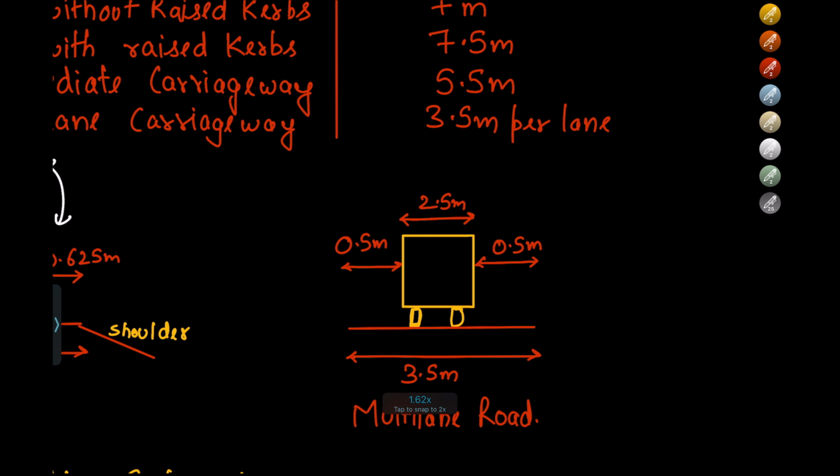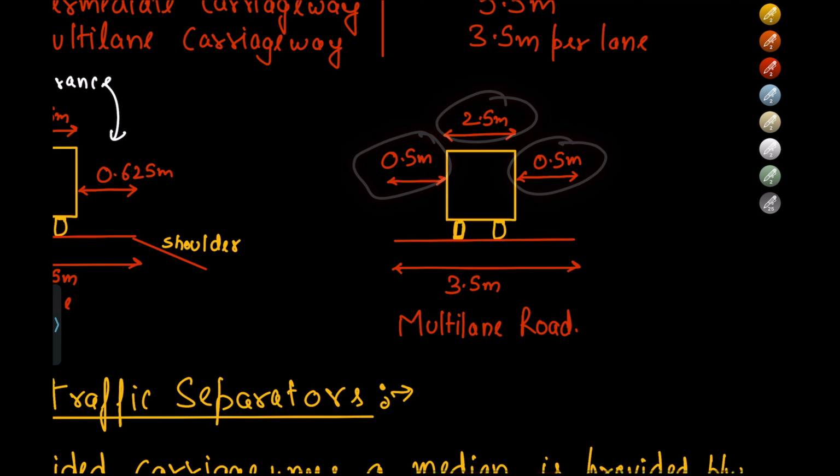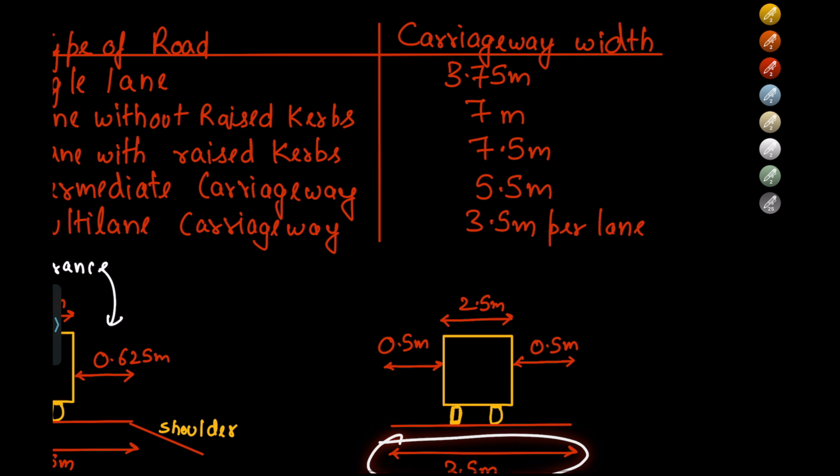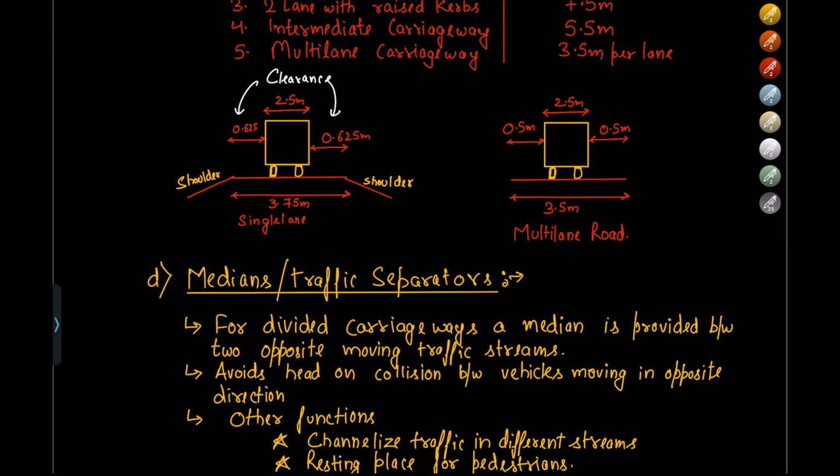Next, in a multi-lane road, here the road is from one side to the other, right? Here also the vehicle width is 2.5 meter and the clearance taken for this is 0.5 meter. The total comes out to be 3.5 meter. So multi-lane roads have 3.5 meter per lane carriageway width, right?